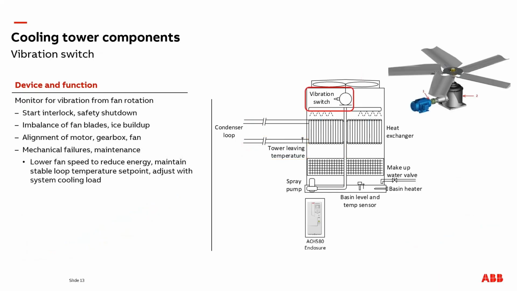Common safety devices for cooling towers are a vibration switch that detects an imbalance in the fan and can shut down the VFD run command to protect the tower from being damaged. Start interlocks will provide warning messages to indicate the reason the fan is not running to quickly diagnose the issue and perform repairs.